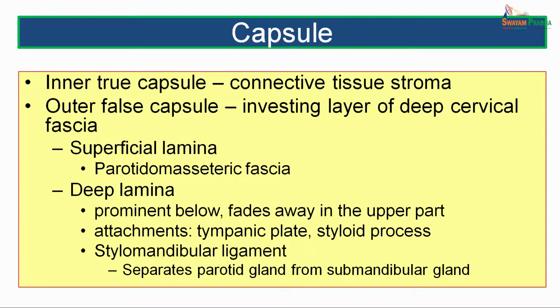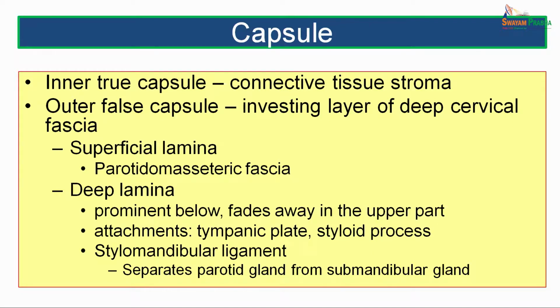We now study the capsule of the parotid gland. The parotid gland has two capsules, an inner true capsule and an outer false capsule. The inner true capsule is formed from the condensation of the connective tissue stroma, while the outer false capsule is contributed by the investing layer of deep cervical fascia.